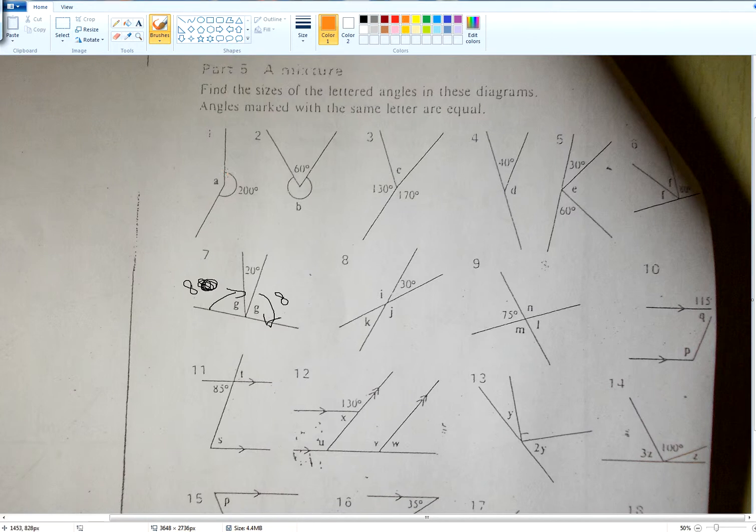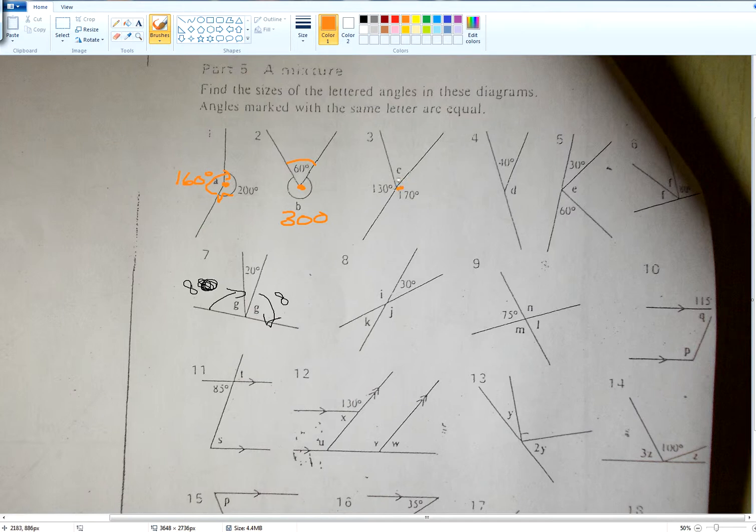We have angles around a point. So that's 200. That will be what? 160. Because altogether it gives us 360. So this one is 60 and this one will be? 300. Because angles around a point will give us 360.